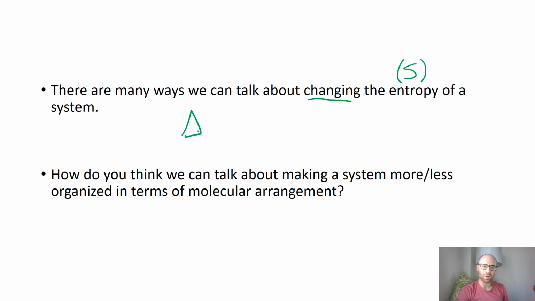But we're going to worry about the delta S for a process, which, like delta H, would be equal to S for the products minus S for the reactants. In this case, if the products have more entropy than the reactants, then the value of delta S is going to be positive, or greater than 0.